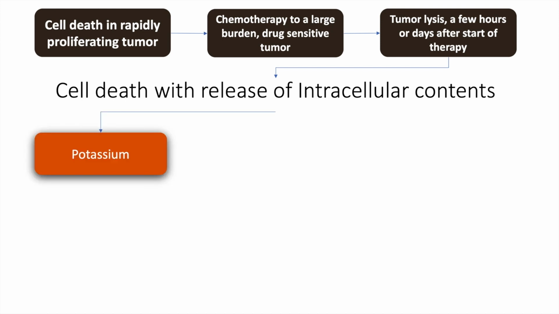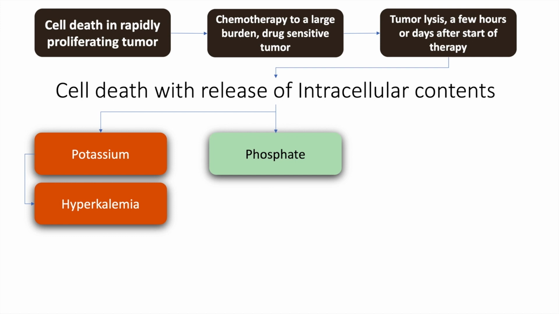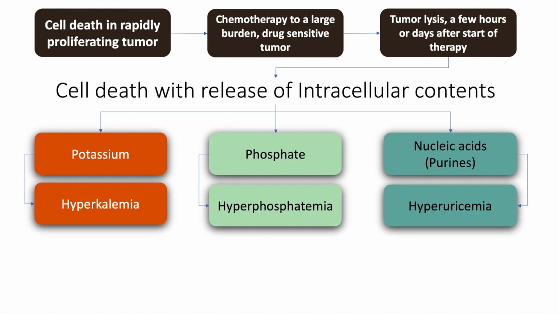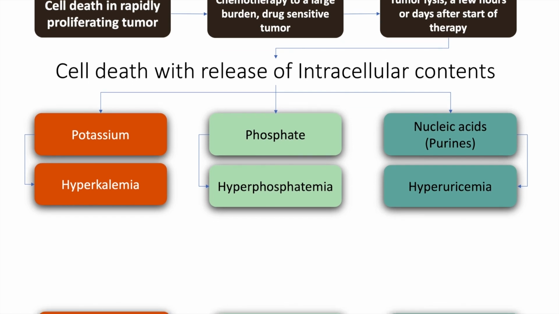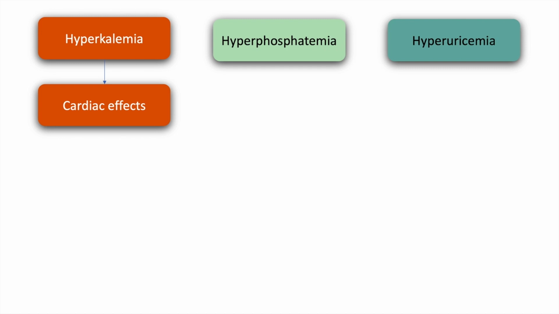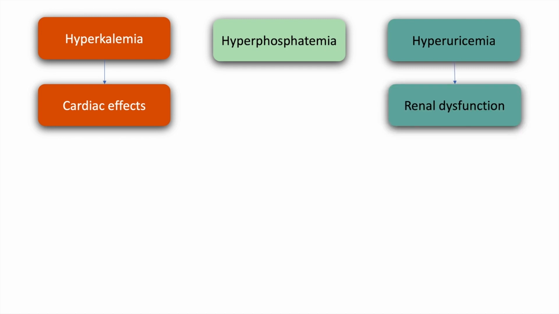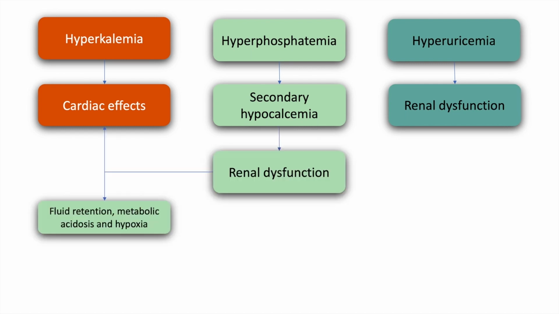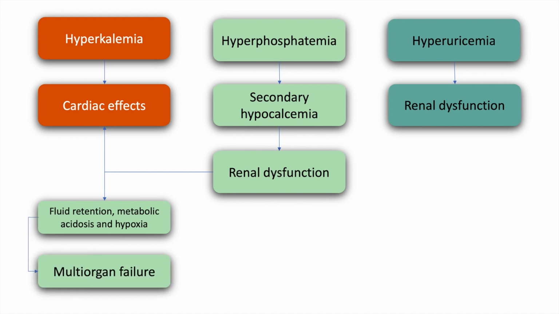This causes release of potassium, which results in hyperkalemia, phosphate, which causes hyperphosphatemia, and nucleic acids, which are purines and are broken down to uric acid, causing hyperuricemia. The metabolic effects of these abnormalities include cardiac effects secondary to hyperkalemia, renal dysfunction secondary to hyperuricemia, and hyperphosphatemia would cause secondary hypocalcemia, as just discussed. These metabolic abnormalities now cause renal dysfunction, which results in fluid retention, metabolic acidosis, and hypoxia, resulting in multi-organ failure.